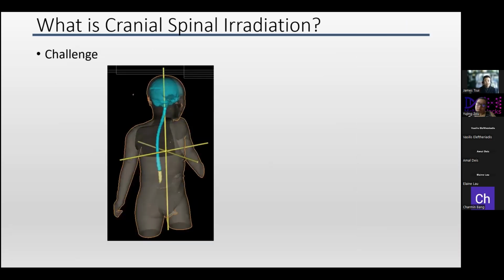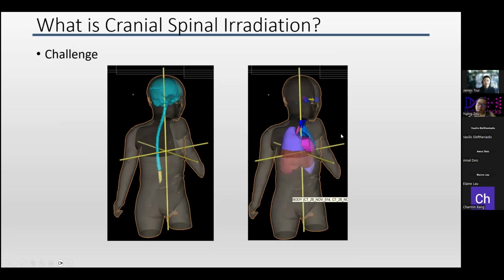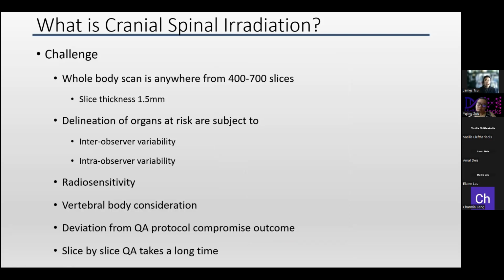The challenge is that these are the targets, so the brain, the whole spinal cord, and the cauda equina, and these are the organs that you want to avoid. And these are only some of the organs. There are many other organs that you want to avoid. And it's important to note that in pediatrics, their organs are a lot more radiosensitive than adults.